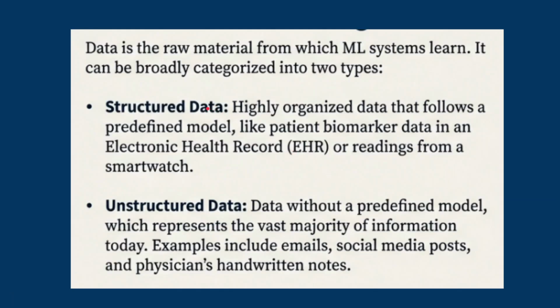And for the machine to learn, it needs data. So let us know what is data. It's the raw material from which the machine learning system learns. It can be broadly divided into two categories, structured data and unstructured data. Structured data is highly organized data that follows a predefined model, like patient biomarker data in an electronic health record or readings from a smartwatch. They have some structure, that means they have a proper format to follow.